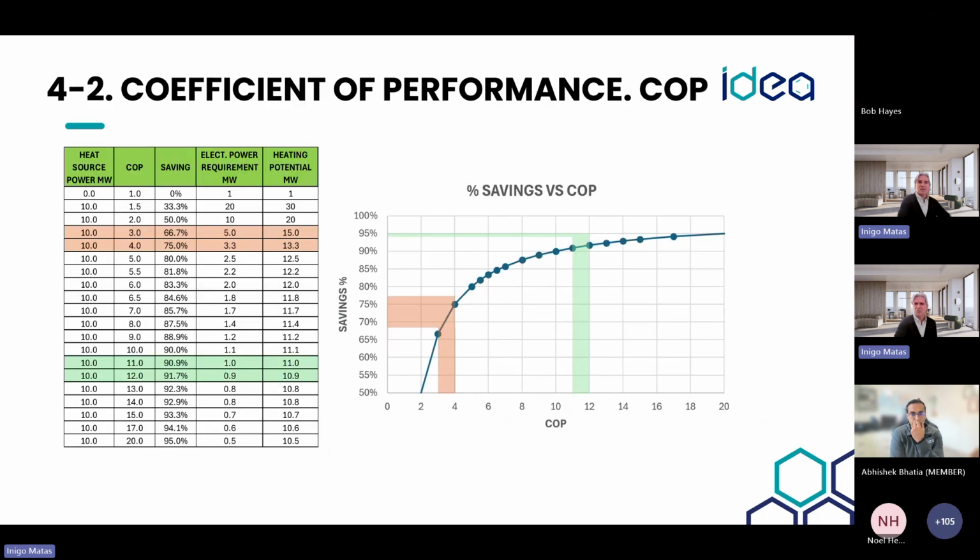Okay. Just one thing on the COP, just to give a bit more information. Sometimes I was speaking with a client, and the COP is 10. The savings are not always proportional. For example, in this table we can see that when the COP goes from 3 to 4, the savings go from a 66% reduction to a 75%. So that is almost 8.3%. However, when we are going from 11 to 12, that difference is a lot smaller. In this case, we will be speaking of only 0.8%. So there is a big difference.